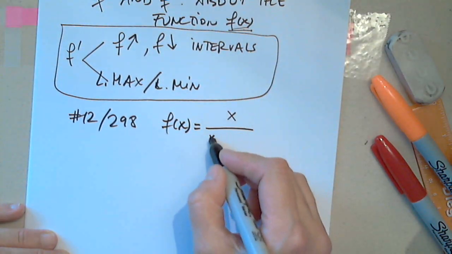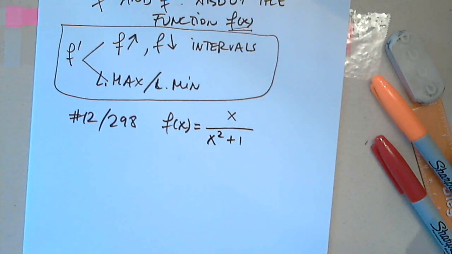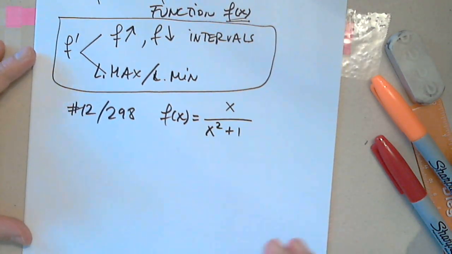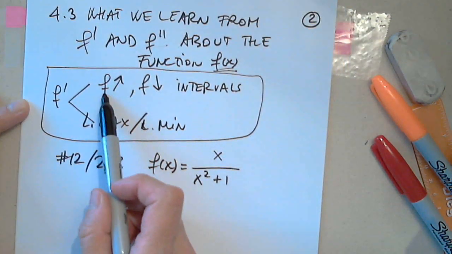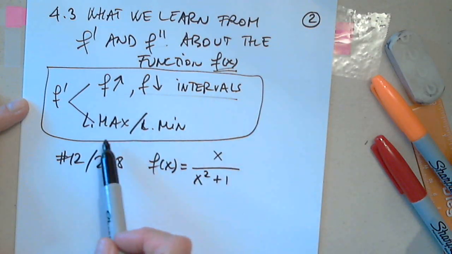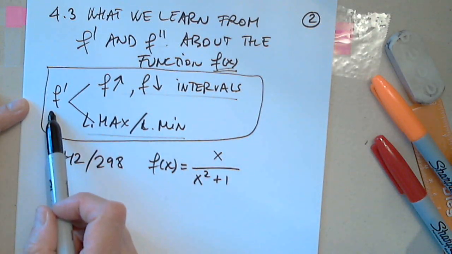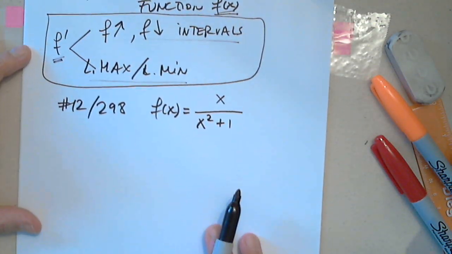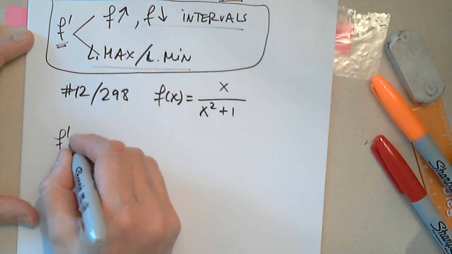X divided by x squared plus 1. Find the intervals on which the function is increasing, decreasing, local max, local min, and something that I haven't mentioned yet, but we will. Okay, so in order to find increasing intervals or decreasing or local max, local min, I have to find the first derivative. So let's find it.